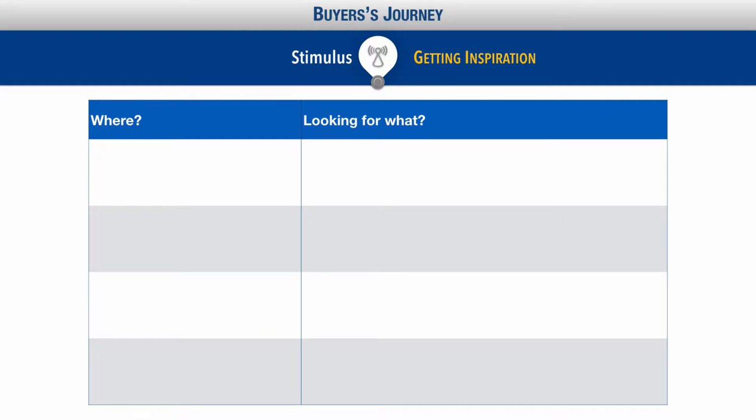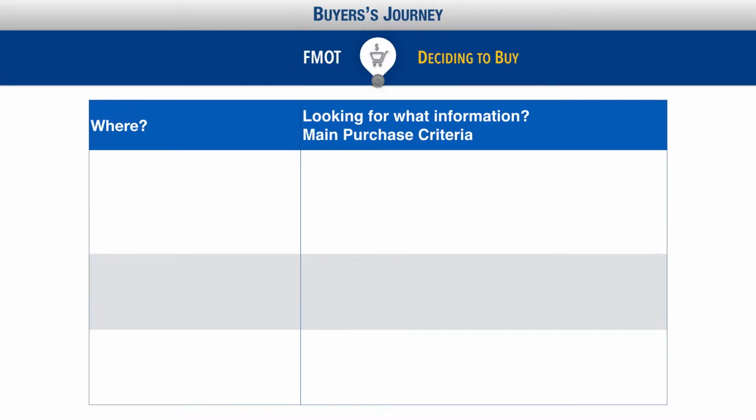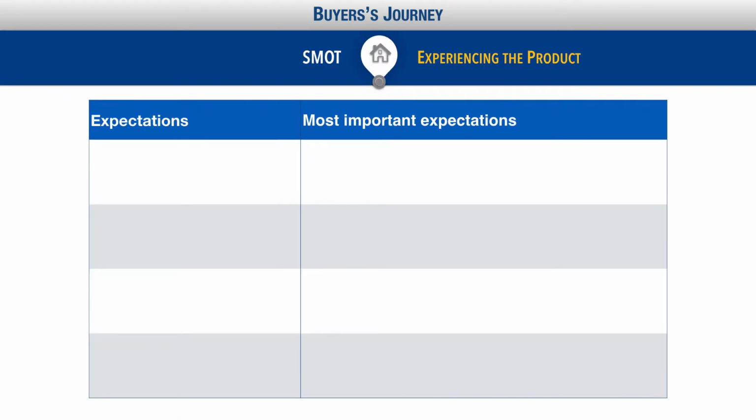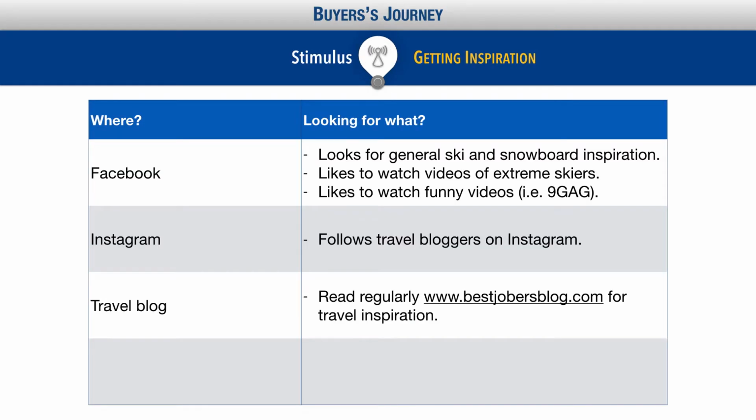You have been given a worksheet in this exact same format, which you will have to complete, and that will be part of your portfolio. There is one sheet per step. In the left column, you need to enter the chosen channel, and on the right column, you will enter the details of what the buyer persona is looking for on these specific channels. For example, here, for the stimulus, we have identified Facebook as a channel used for inspiration, as the buyer persona is looking for ski and snowboard videos.